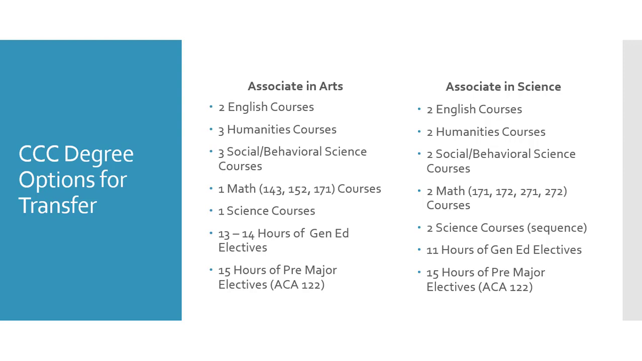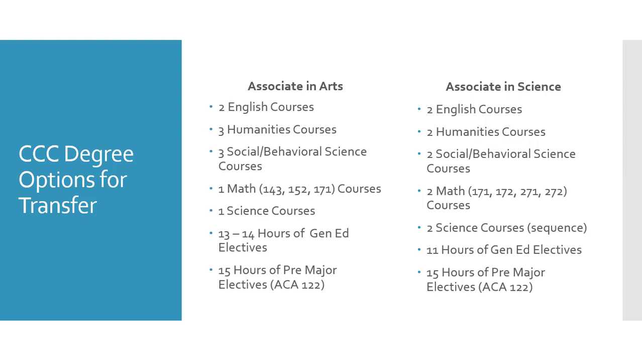You can see the biggest difference between these two is the number of humanities and social behavioral sciences courses. You have 3 of each in the Associate in Arts, and then you have 2 of each in the Associate in Science. And then also another big difference is in the math and science. So I always ask advisees when they tell me, should I be Associate in Arts or should I be Associate in Science? The first question out of my mouth is, well, do you like math or science? Because if math and science is a strong suit for you, then definitely Associate in Science.